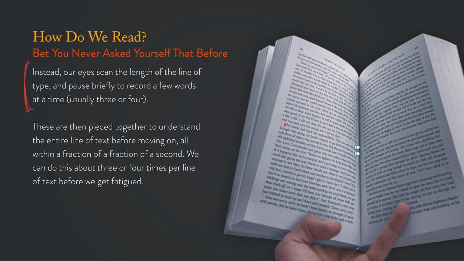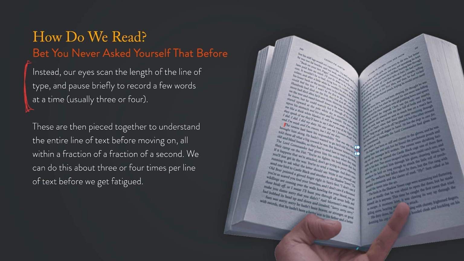And they've proven all this with those fun word games you can do yourself, where you read a sentence and then it tells you to go back and read it. You'll notice that all of the letters are transposed. Yeah, they're all in different places, but you can still understand it. That's because you're observing the word as a whole as opposed to the original characters. We can do this about 3 or 4 times per line of text before our brain gets fatigued.